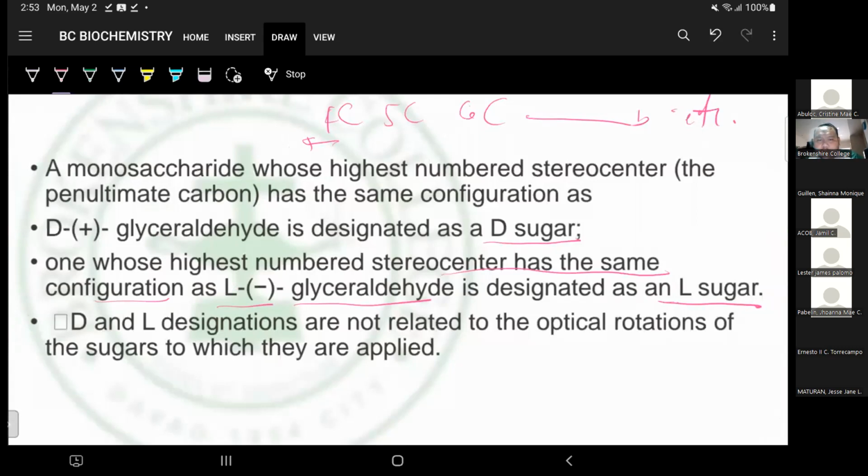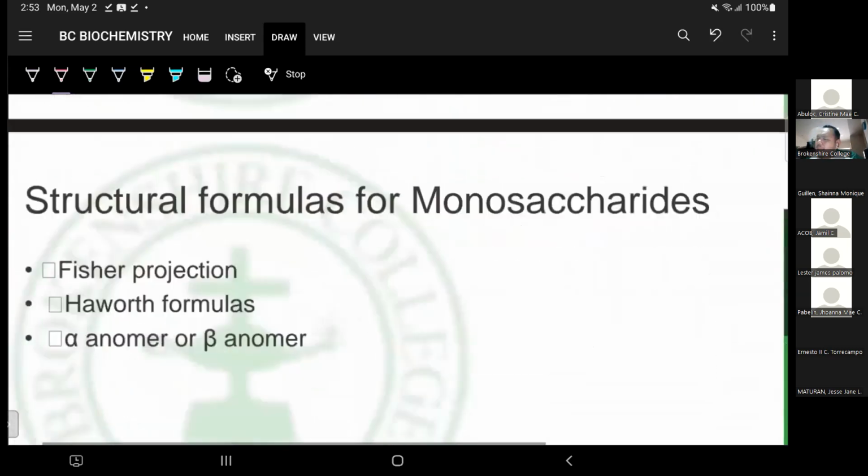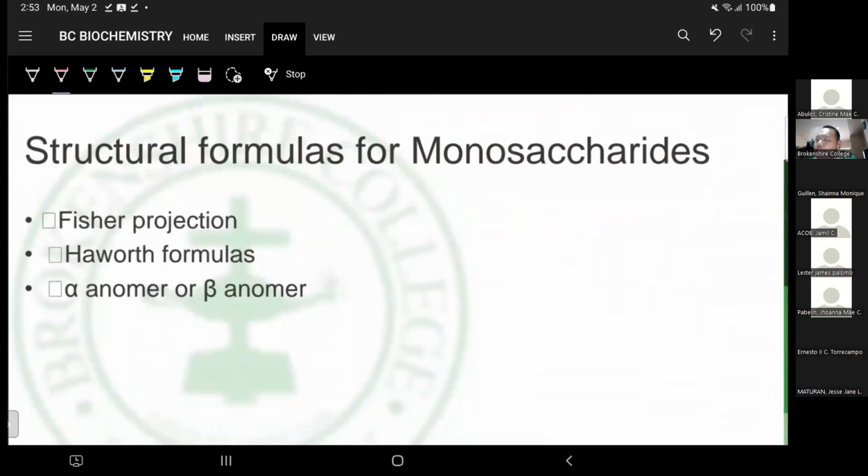Okay, so now let's proceed to the way the structural formulas of monosaccharides have been written, especially these two: Fischer projection and Haworth formulas.